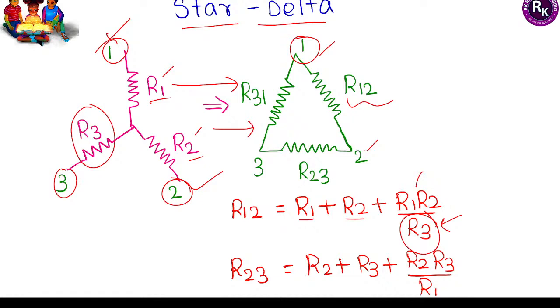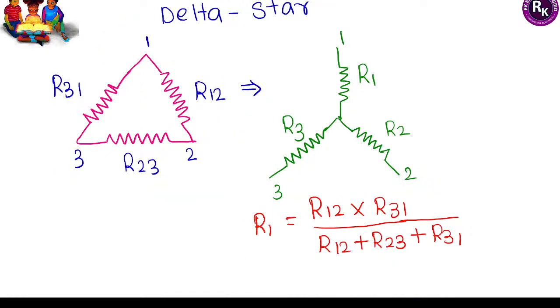Similarly, if you are calculating R23, between 2 and 3, go back to the star: between 2 and 3 we have R2 and R3. Take them, first add them, then multiply them, and in the denominator put the missing resistor. This is how we convert star to delta.